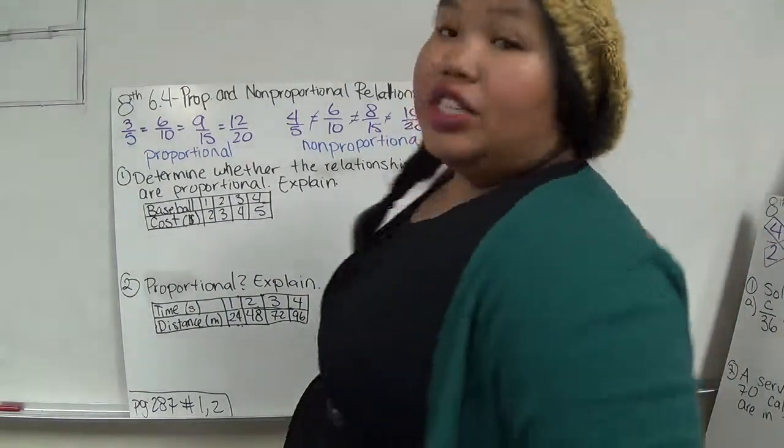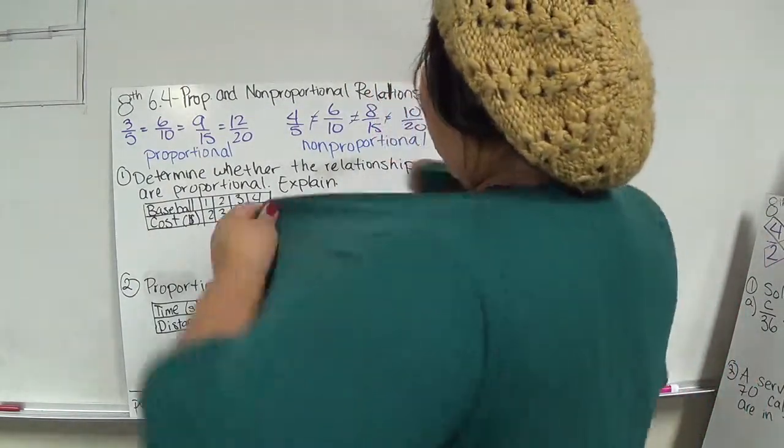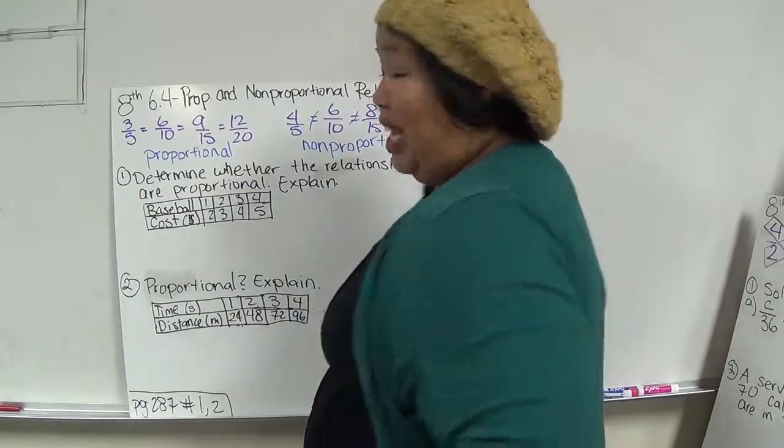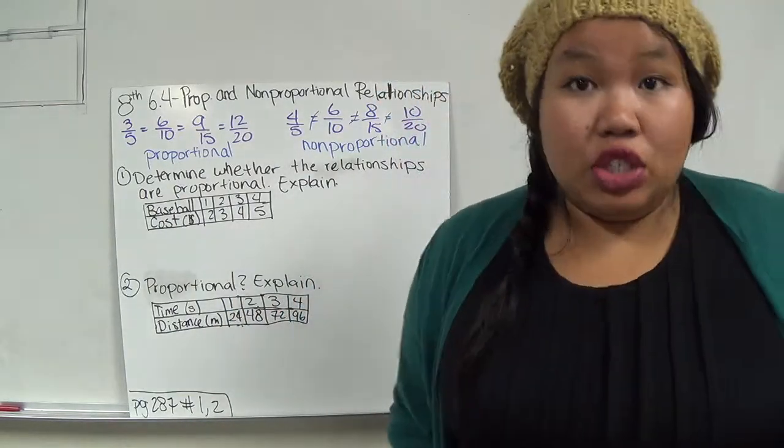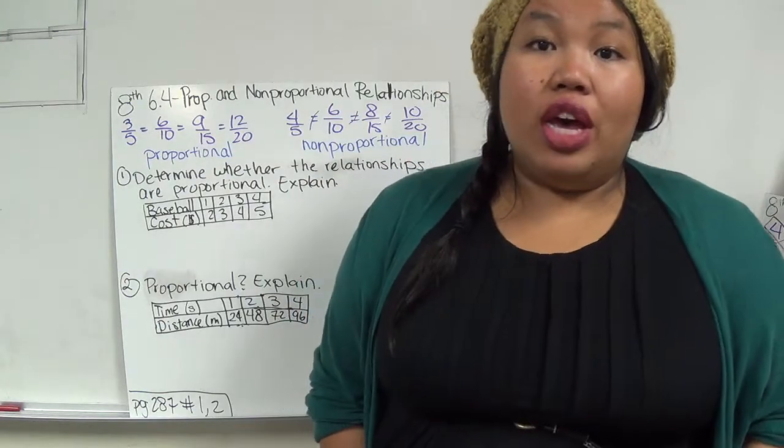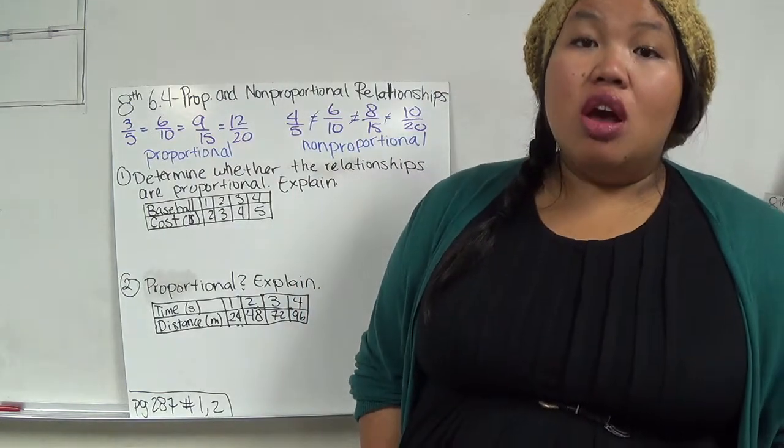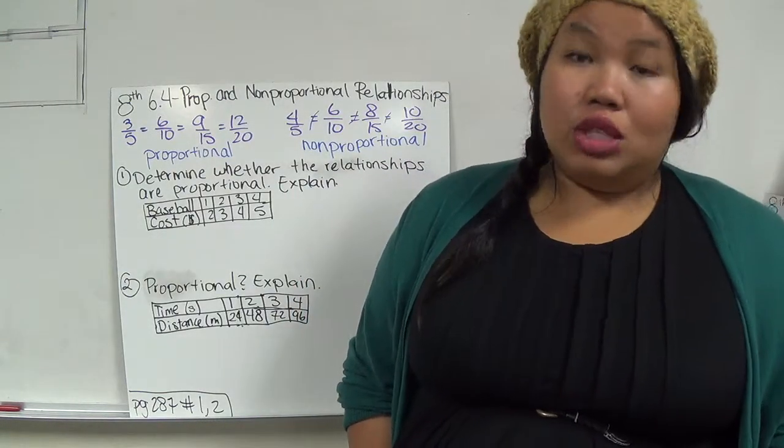In 8th grade, section 6.4, we're dealing with proportional and non-proportional relationships. So basically, a relationship is proportional if the simplified version of the fractions equal each other. The value is basically the same.